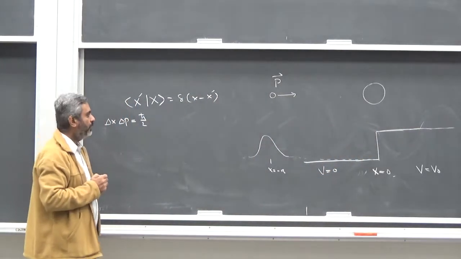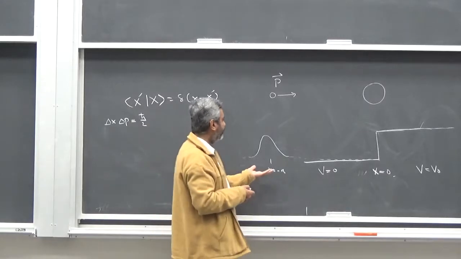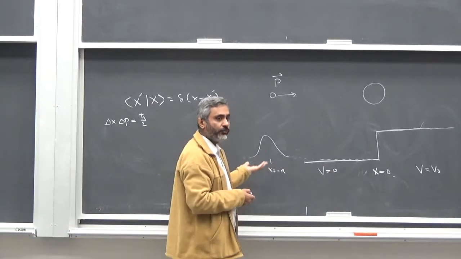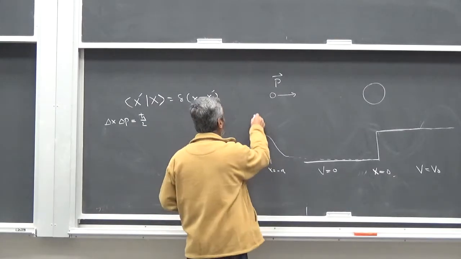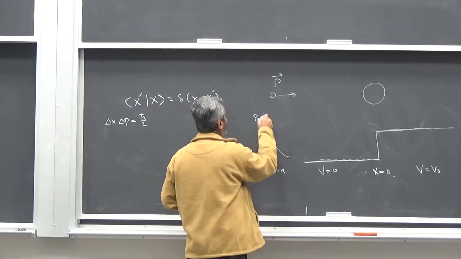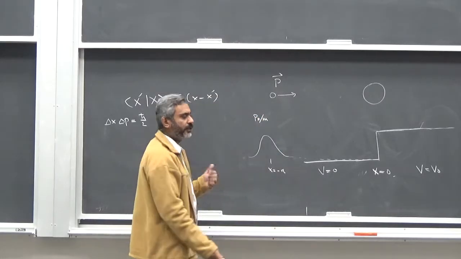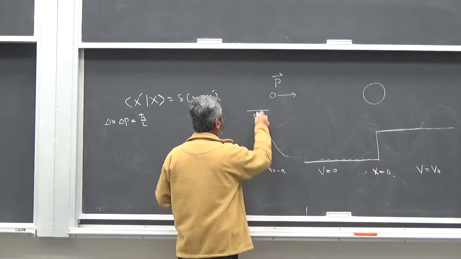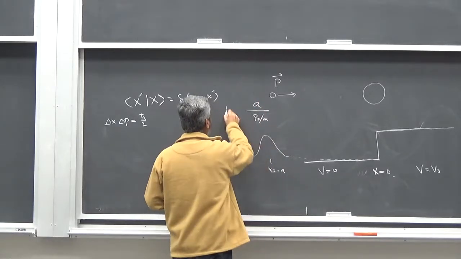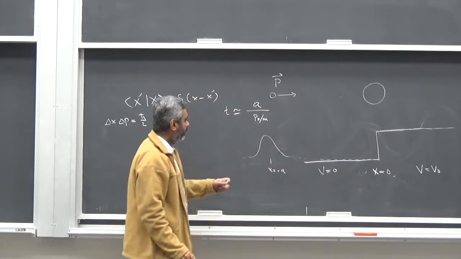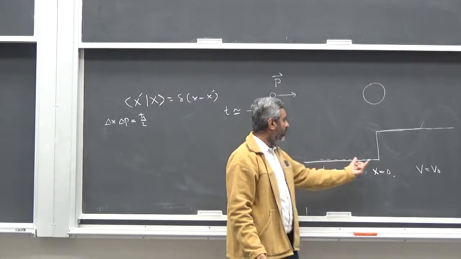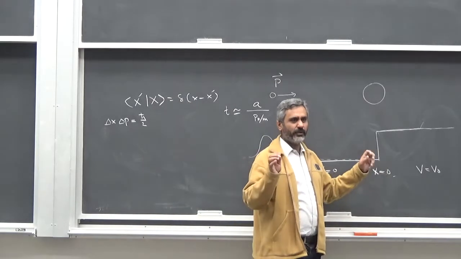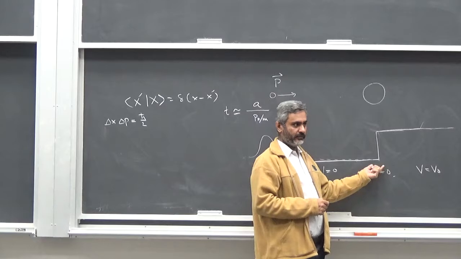So if you wait for a very long time, and you give it an average momentum of p naught, let's say, the average velocity is going to be p naught over m. And if this distance is A, then this is the approximate time in which this will come and, quote unquote, hit the target.